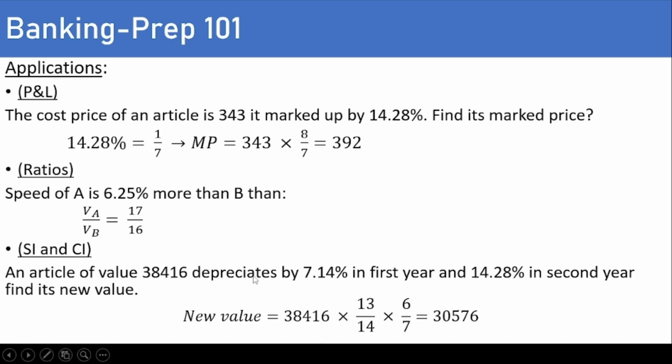We've just multiplied it. See, first it depreciates by 7.14%, we made the fraction for it and kept it here, and then it depreciates by 14.28%, again we made the fraction and multiplied it here, and we can solve all this and find out the final value. So these are some applications, and you'll find that this concept applies almost everywhere in the quant section of the bank exam.